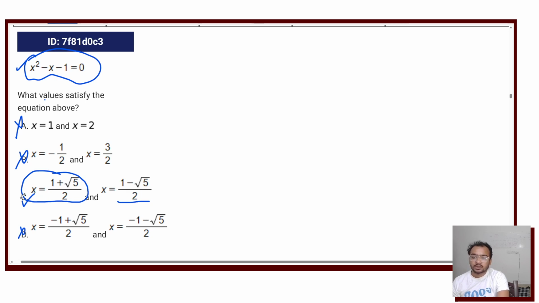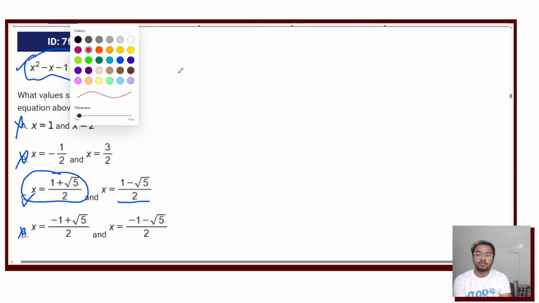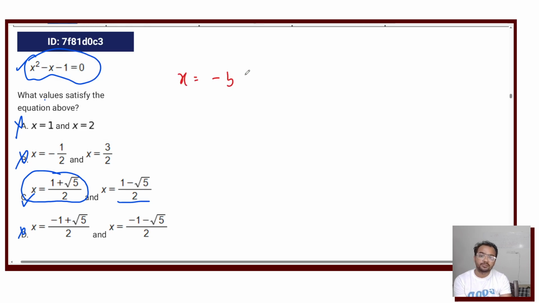So simply C is going to be the correct one. Another method for this question is to use the quadratic formula. The quadratic formula is negative b plus minus root of b squared minus 4ac, divided by 2a. That will also give you the correct answer.